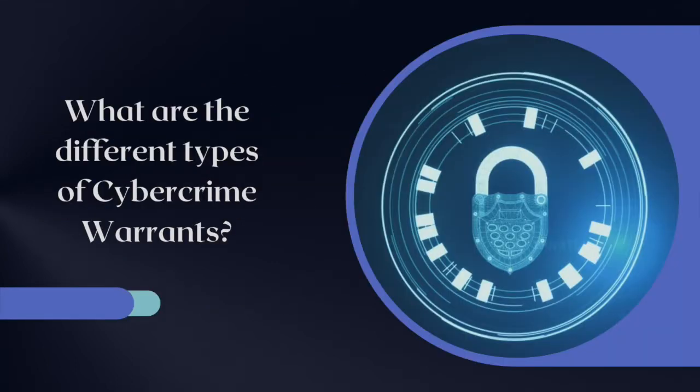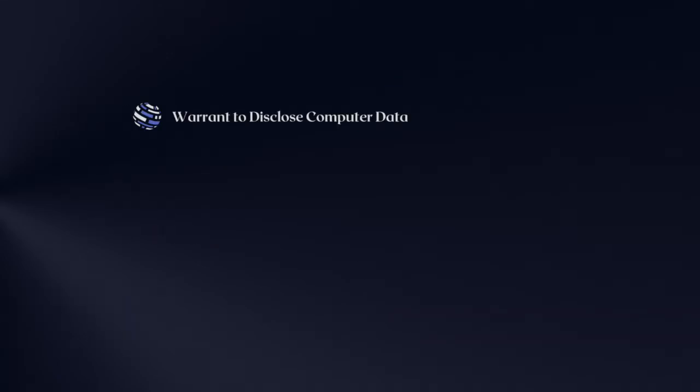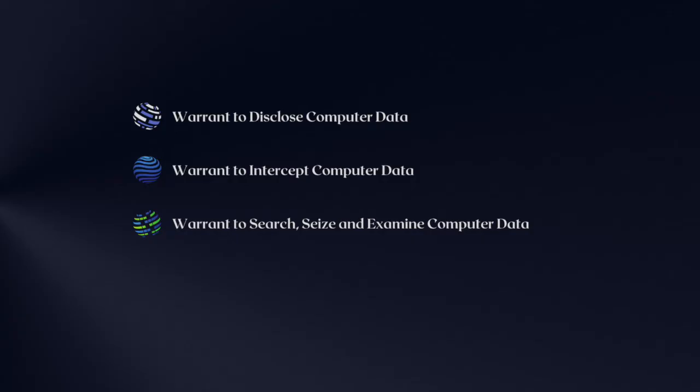What are the different types of cybercrime warrants? There are four kinds of cybercrime warrants, to wit: warrant to disclose computer data, warrant to intercept computer data, warrant to search, seize, and examine computer data, and a warrant to examine computer data. Let's talk about them one by one.